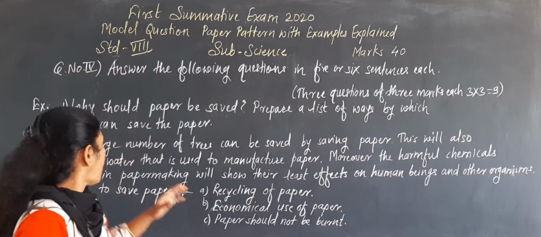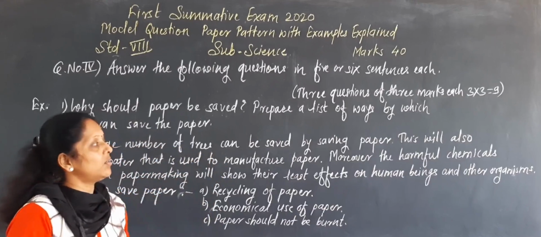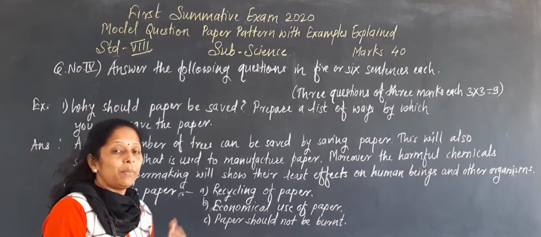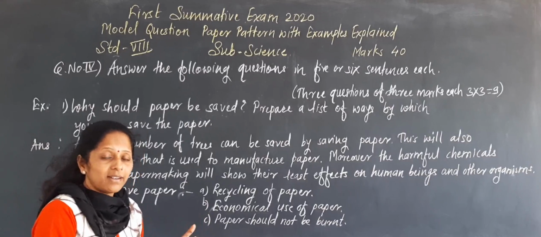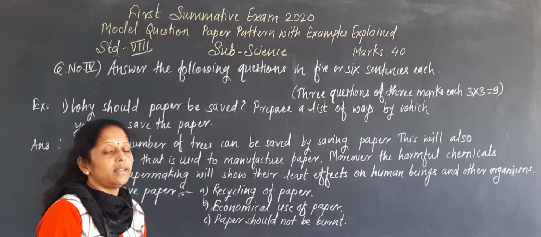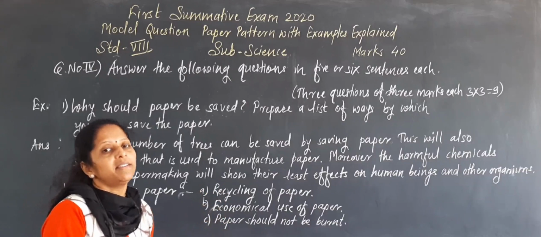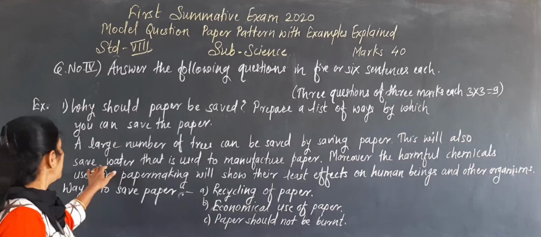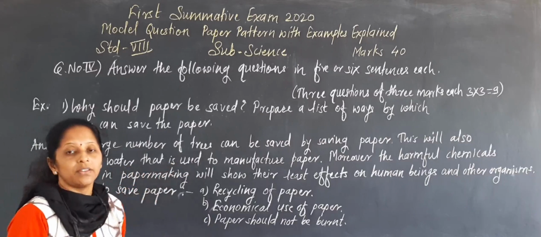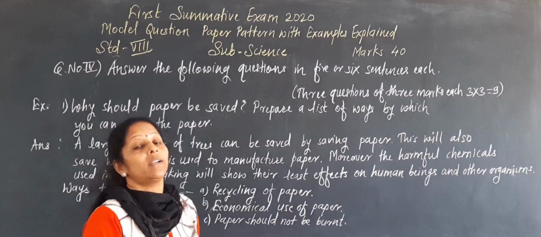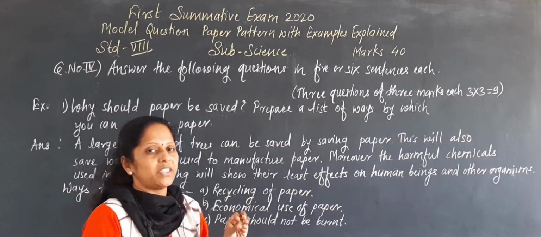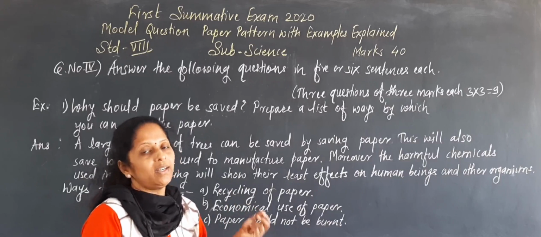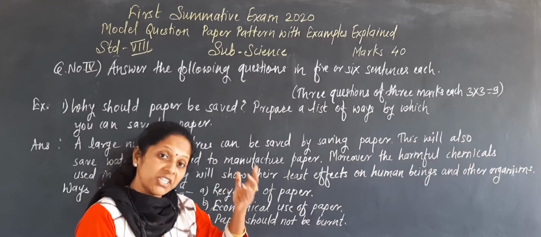A large number of trees can be saved by saving the paper. Paper is formed from trees, and when paper is made in the industry, water is necessary for its formation, so this will also save the water that is used for manufacturing paper. Water is the basic need for paper. Paper comes from the trees, but trees alone are not sufficient to manufacture it.